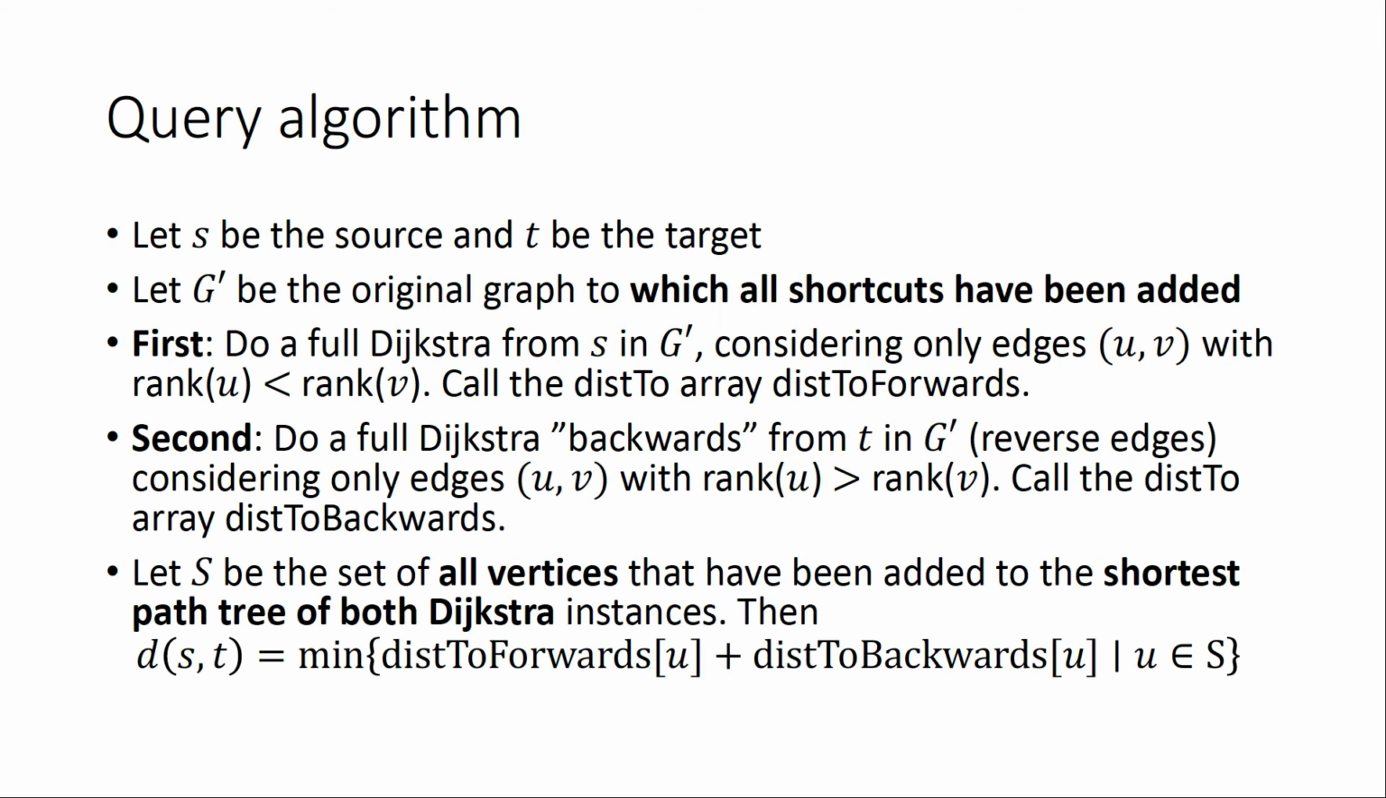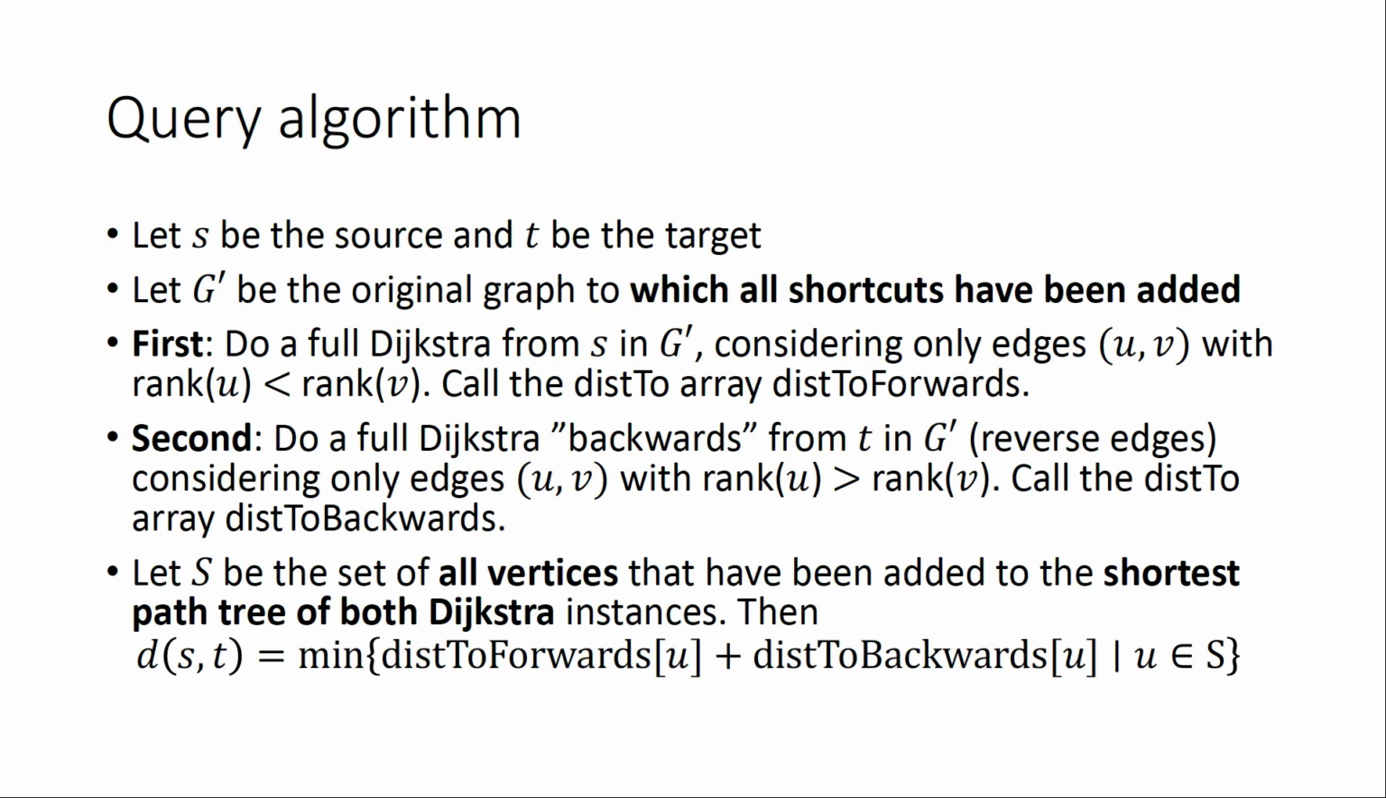From T, you do the same thing, but you do it backwards. So you flip all the edges, and you do the same thing. So you say, I only look at them if they go upwards, in the original graph if they go downwards.